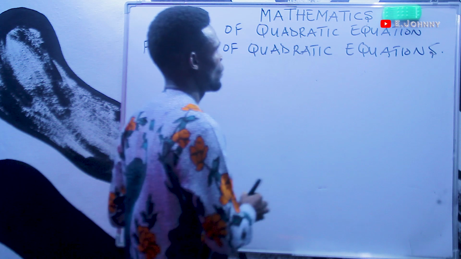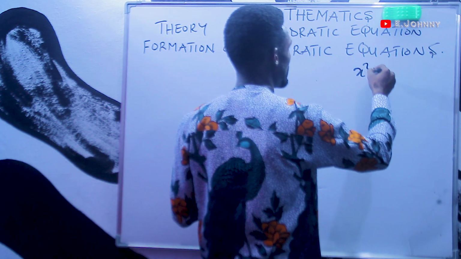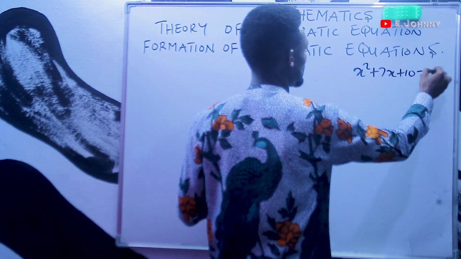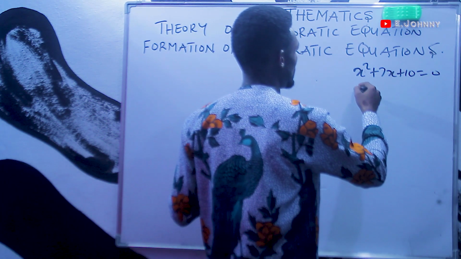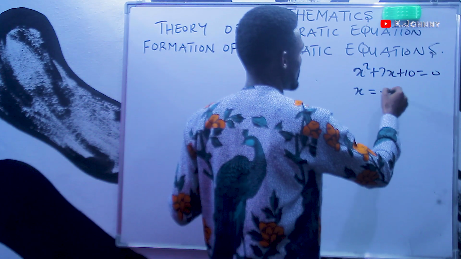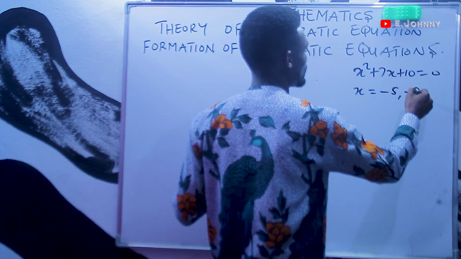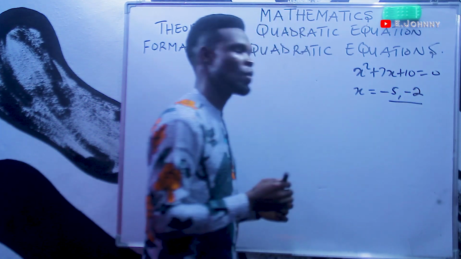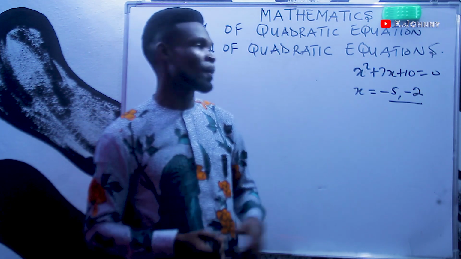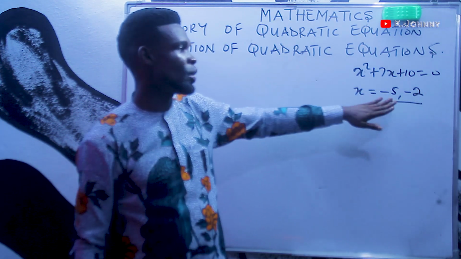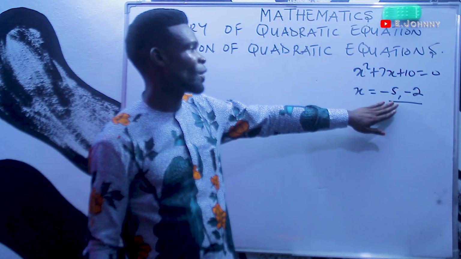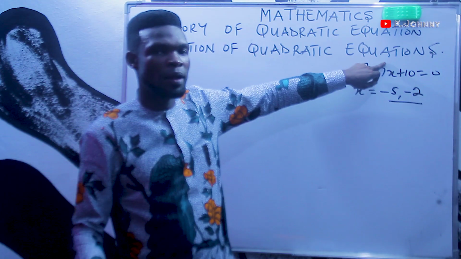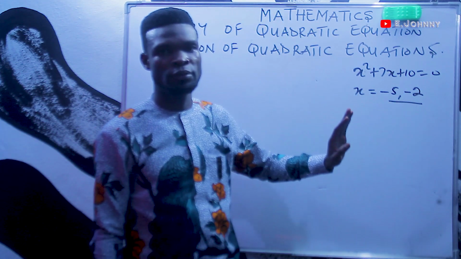Now, when we had something like x squared plus 7x plus 10 equals 0, after solving, we discovered that the root of this equation, x, was equals to minus 5, minus 2. So these were the roots of the quadratic equation. So we solve from the equation to the roots. Formation deals with your ability to form the quadratic equation back from the given roots.